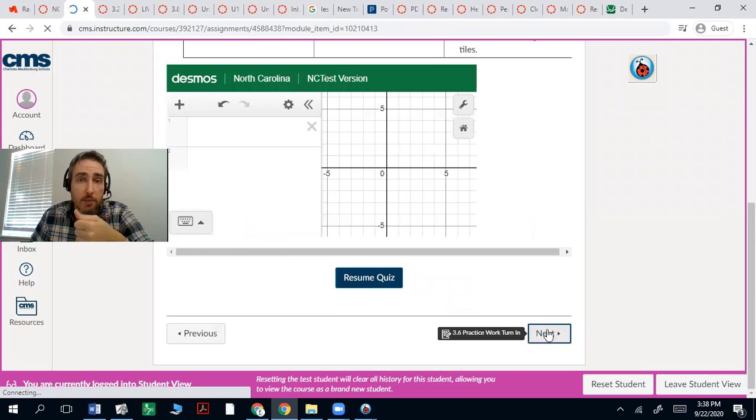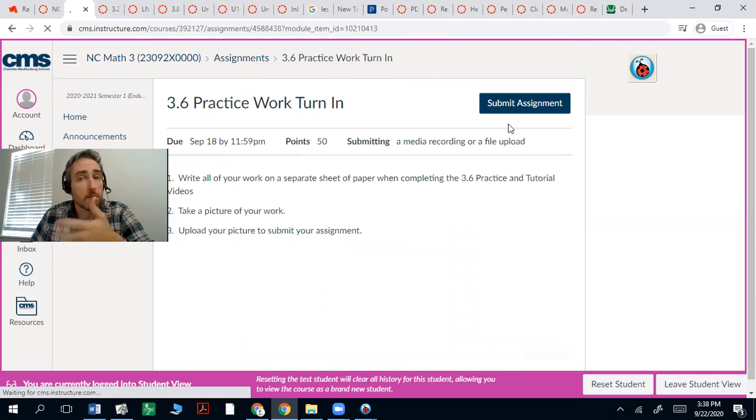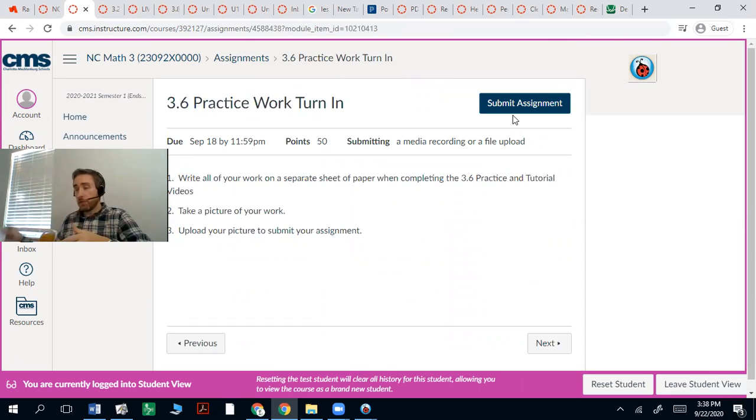Then the next step on Canvas is to submit the work, okay? And so this is where they can take a picture of their work. They can do it through their Chromebook camera. They can take a picture from their phone, upload it through Google Drive. There's different ways to do it. I can troubleshoot with them how to do it individually.